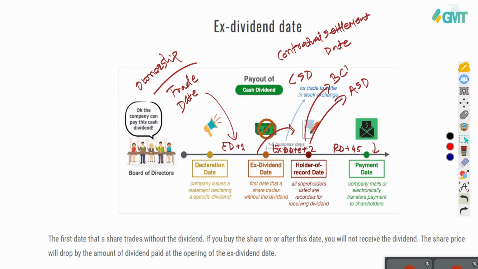book close date. Book close date, record date, actual settlement date, and record date, all are the same. But yes, the contractual settlement date will be different from the actual settlement date, BCD, or record date.